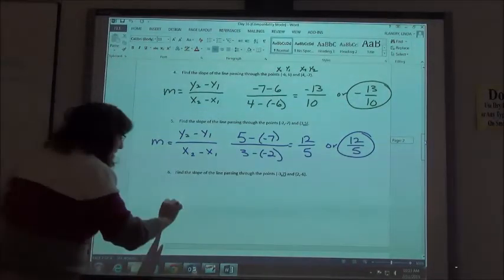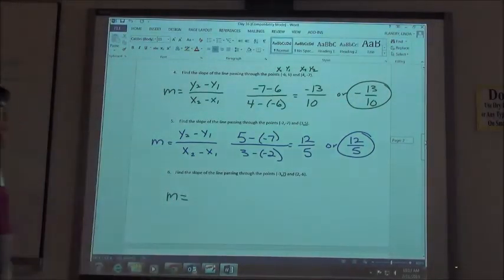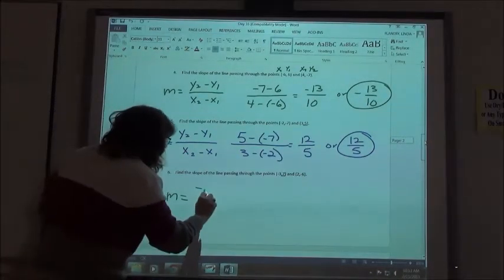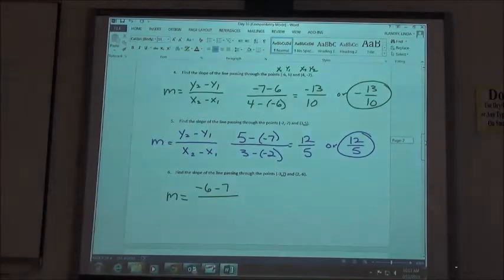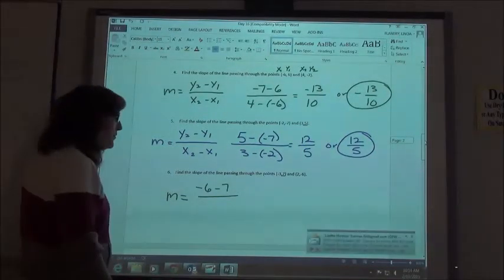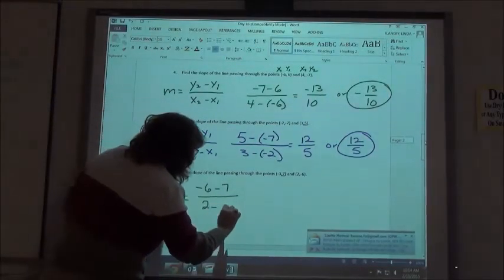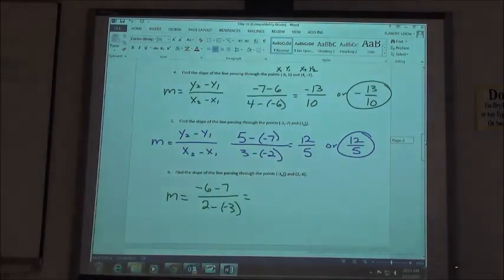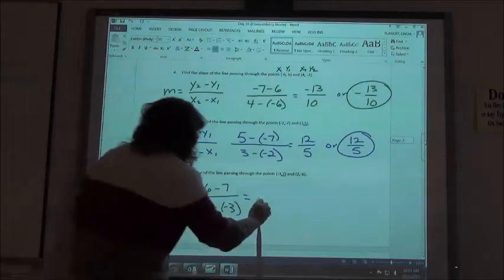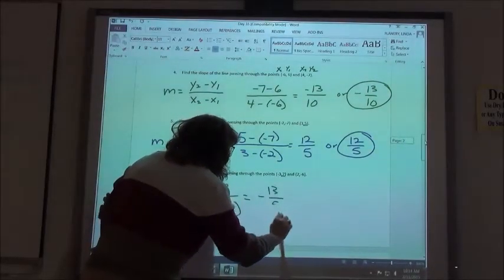Number 6 then, if I'm going to find the slope, I'm going to do what? Negative 6 minus 7 over 2 minus negative 3. And so I end up with negative 13 over 5. Negative 13 fifths.